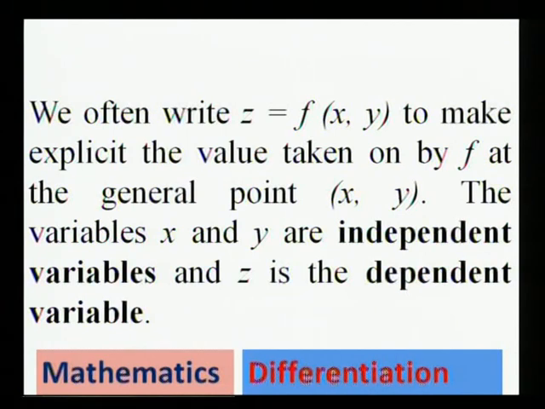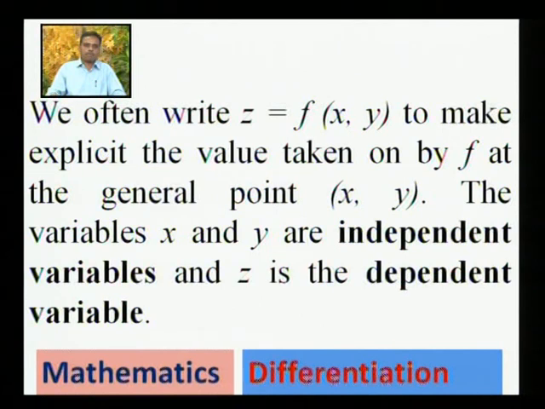The variables x and y are called independent variables, and z is called the dependent variable, that is, it depends on x and y. As in the case of one variable, we write y is a function of x, that is, y depends on x only, on one variable. Here we have z as a function of two variables, that is, z depends on x and y.